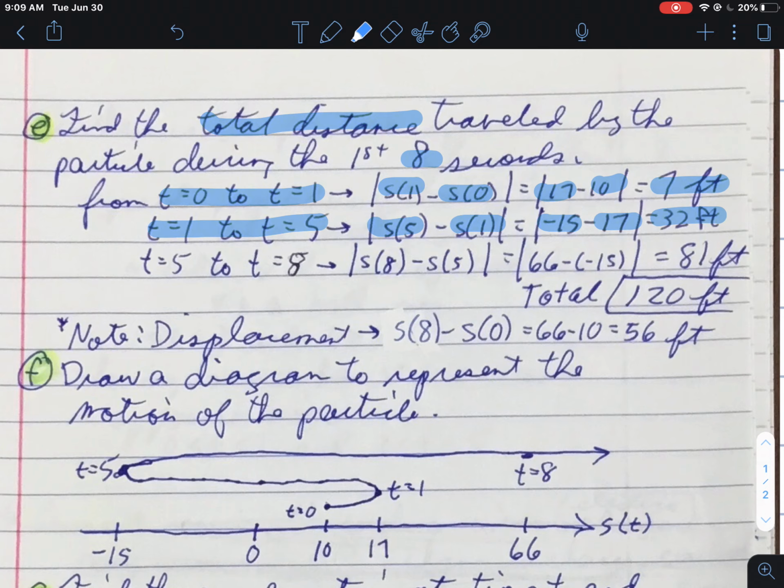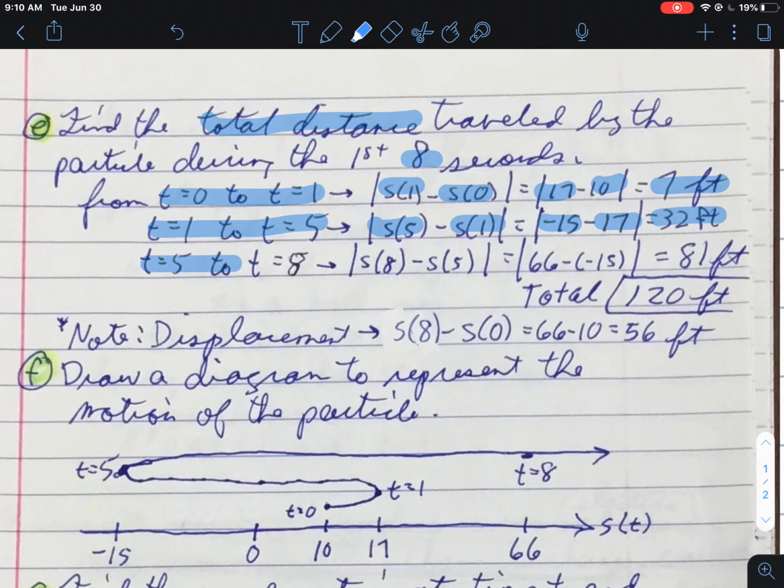So all you're doing is you're calculating change in position over each of those time intervals that we found in the previous section, because we knew where the particle was at rest. I don't even care whether it's moving forward or backward here. All I'm interested in is between each of those points where it's at rest, what is the distance that it traveled to get from point A to point B. So from 0 to 1 second, we found the distance traveled of 7 feet. From 1 to 5 seconds, 32 feet. And then we said it was moving forward after that.